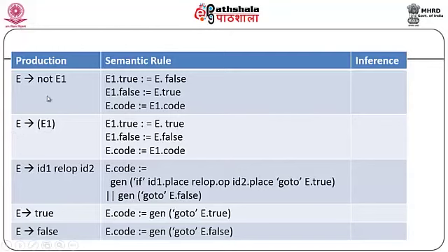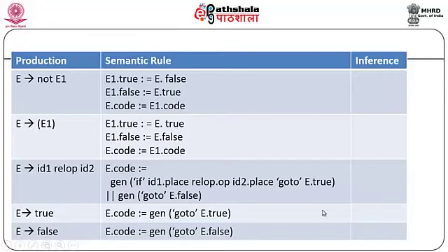And here E produces open parenthesis E1 close parenthesis. In this case, E1.true is E.true, both are true and both are false here. And this is the actual expression ID1 relop ID2. So, what I will generate here is: if ID1 relop ID2 go to E.true, followed by go to E.false. So, this is what you generate.